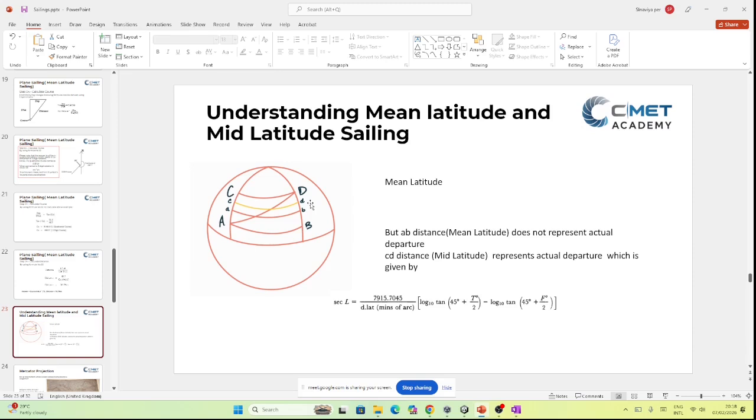So in order to find the middle latitude, you can see the formula. It's a very complicated formula, right? Mathematically complicated and long, so we are not using that one. Instead, we are using the simple arithmetic mean latitude. Within 600 nautical miles, this CD and simple AB are very close to each other, so we can use it without issue for plane sailing. But when it comes to longer distances, more than 600 nautical miles, we cannot use this method. So that is why we are using a different method.